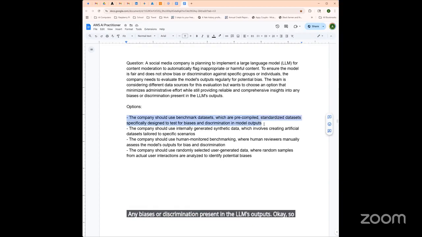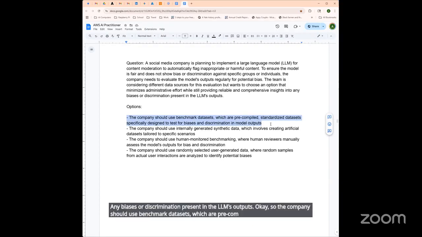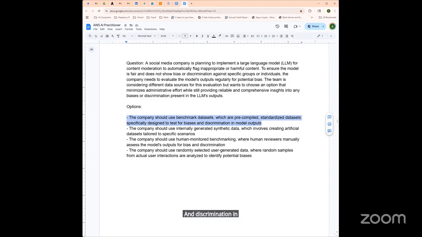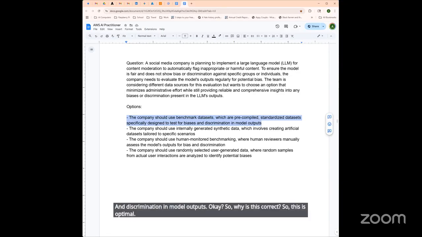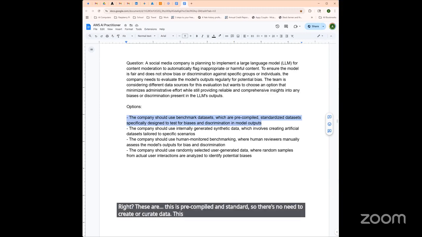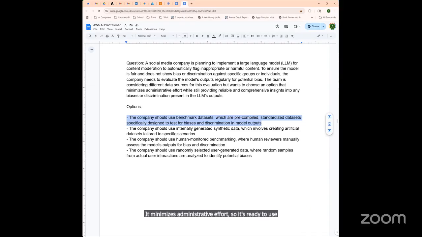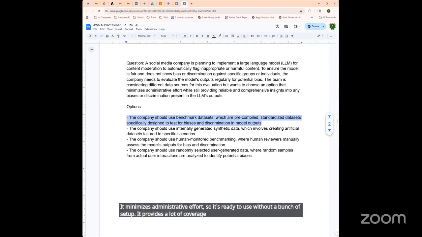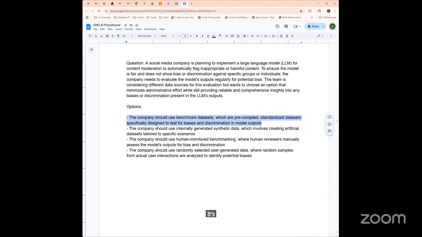The company should use benchmark data sets, which are pre-compiled, standardized data sets specifically designed to test for biases and discrimination in model outputs. So why is this correct? This is optimal, right? It's pre-compiled and standard, so there's no need to create or curate data. It's specifically designed to test for various bias scenarios. It minimizes administrative effort, so it's ready to use without a bunch of setup. It provides a lot of coverage for potential bias types. It's easy to enable consistent evaluation across different contexts, and it's cost effective and quick to implement.